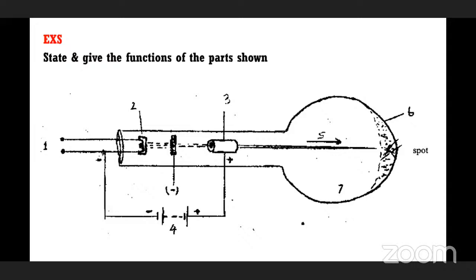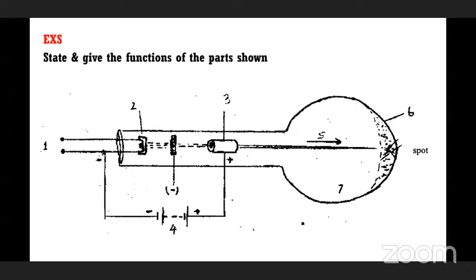What is part two? The cathode. That is the cathode filament. What is the purpose of the cathode filament? When it is hot, it emits electrons. Very good. What is part three? The anode. Then what is the purpose of the anode? To accelerate electrons. Very good.